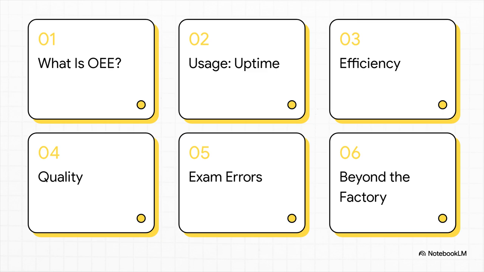First up, what is OEE? Then we'll cover usage, the uptime metric, followed by efficiency, the output rate, and quality, defect-free production. After that, we'll talk about avoiding common exam errors and wrap up with OEE beyond the factory.